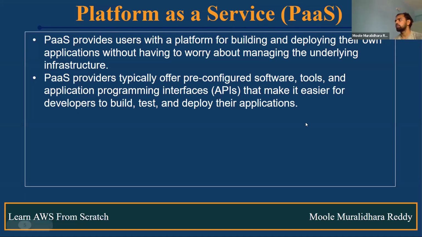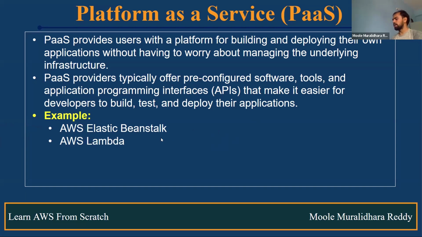We don't want to worry about infrastructure. Everything will be taken care of by the vendor. We just need to write the code, build, test and deploy the application using platform as a service. There are multiple platform as a service offerings available in AWS. One is Elastic Beanstalk. In Beanstalk, we don't want to worry about the infrastructure. Everything will be taken care of by AWS. And we also have AWS Lambda, and Amazon API Gateway. These are the major three platform as a services.